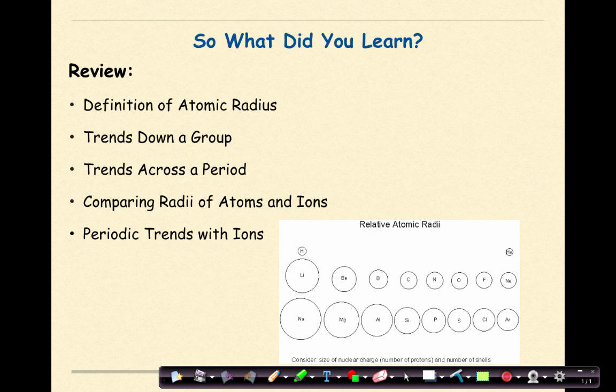So what did you learn? We looked at the definition of atomic radius. We looked at trends down a group, trends across a period. We compared radii of atoms and ions, and then we looked at periodic trends with ions.